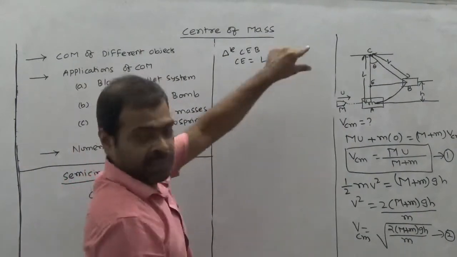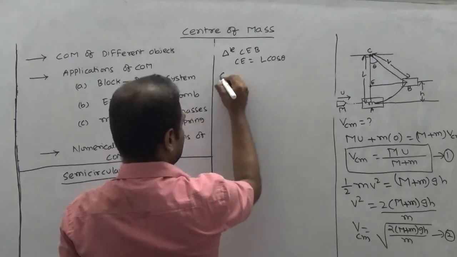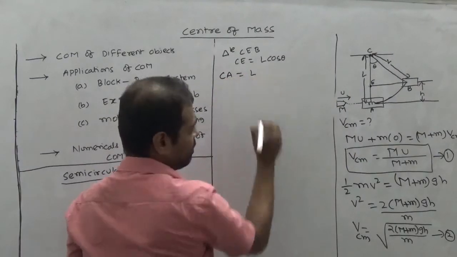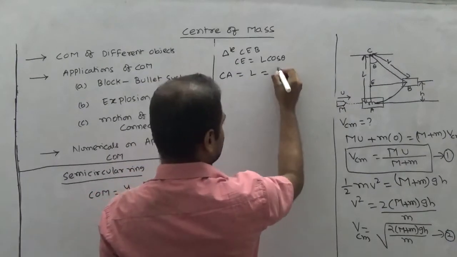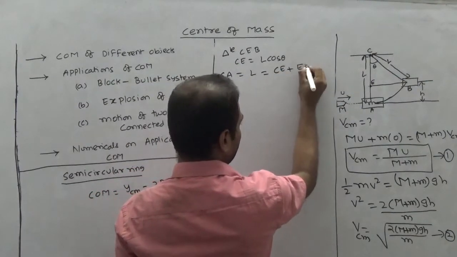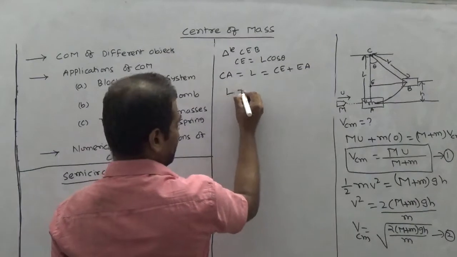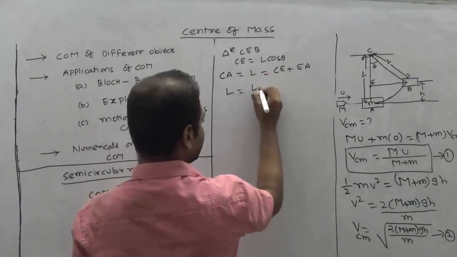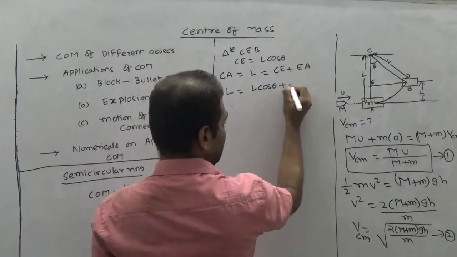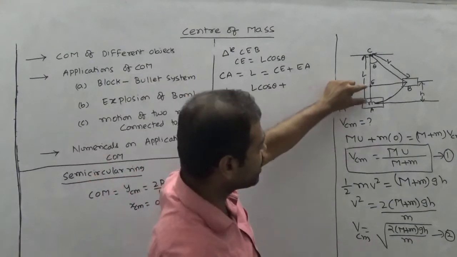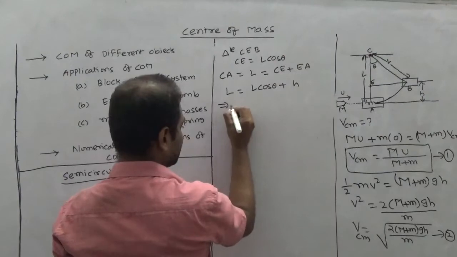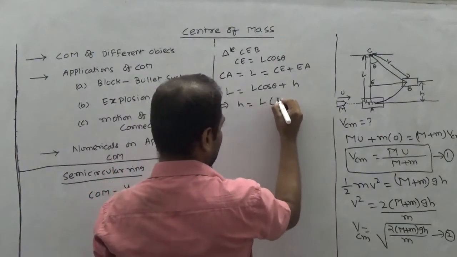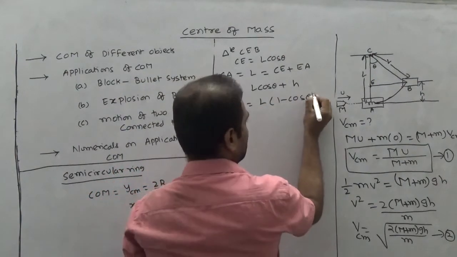But at mean position, the value CA is equal to L, and I can write CA as CE plus EA. That is, L is equal to CE, meaning L cos theta, and EA is nothing but equal to H. So that implies H is equal to L times (1 minus cos theta).